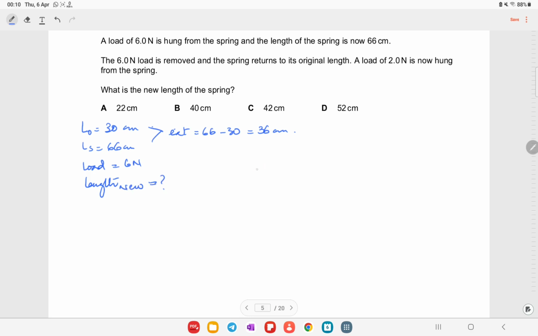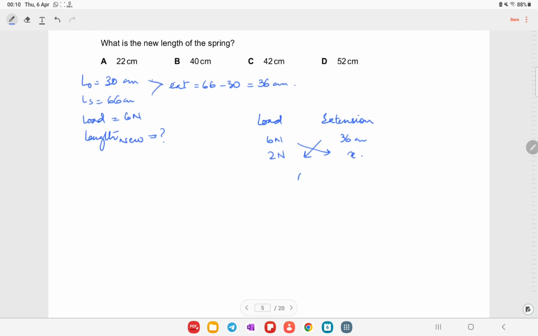Okay, now you see this thing, when you have a load of 6 Newton, the extension was 36 centimeter. So when you have a load of 2 newton, what will be the extension? So you cross multiply, and this is going to be 6x equals 36 times 2. So x is 36 times 2 divided by 6, and 6 will be cancelled, so x equals 12 centimeter.